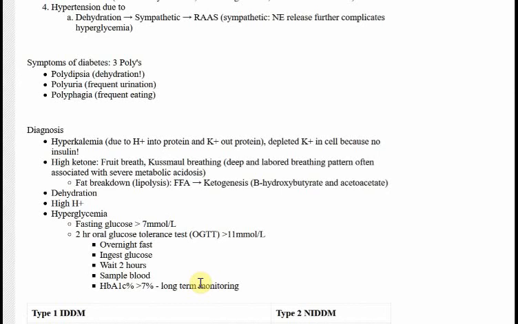Sorry, let's just rewind. So if you are asymptomatic, then you need 2 abnormal lab values. If they're symptomatic, you only need 1 abnormal lab value. For example, fasting glucose, for example.